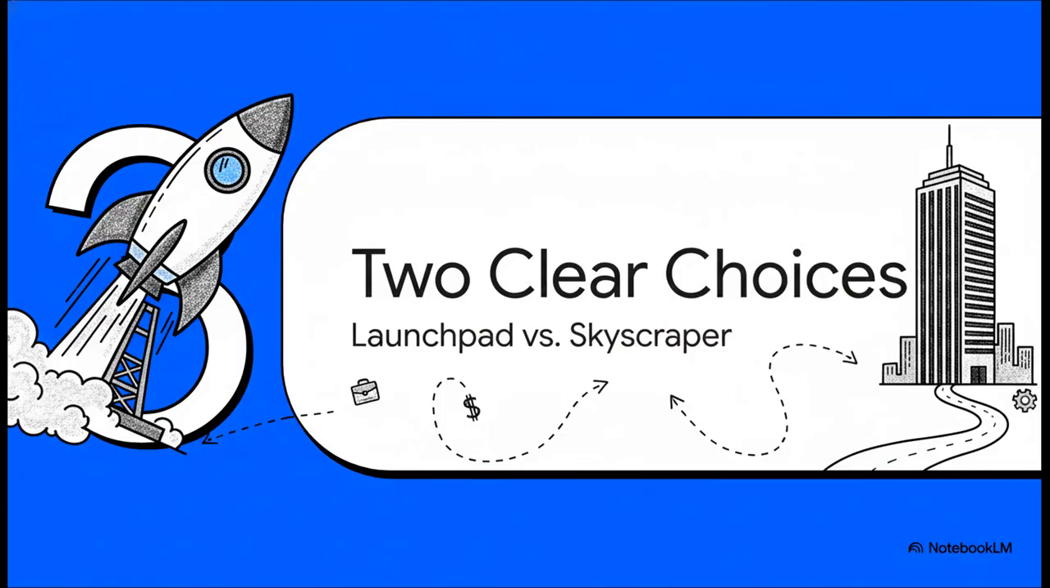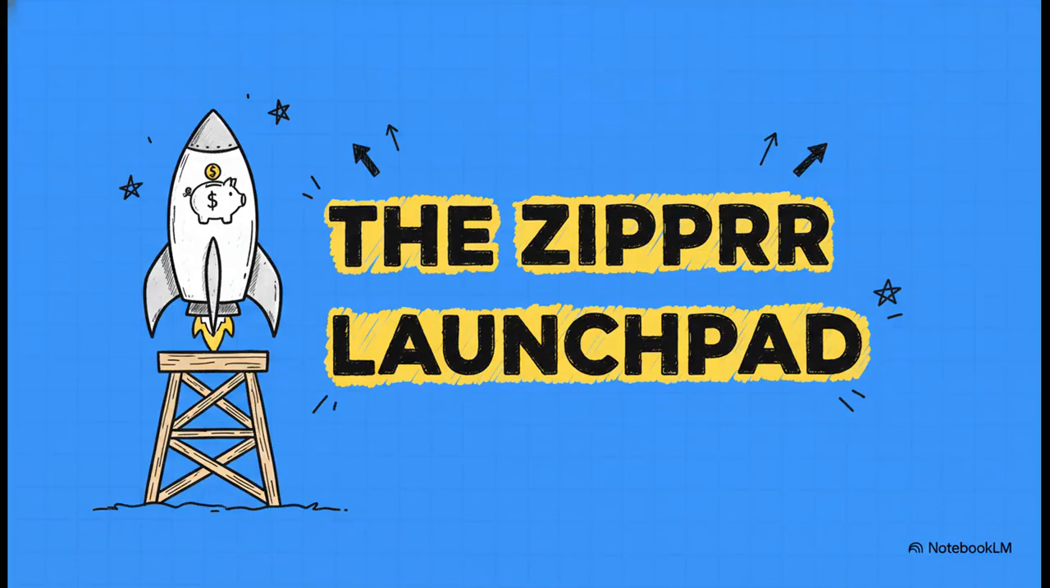Okay, that brings us to Section 3, and this is where you have to make your first big decision. We're going to look at 2 really clear choices out there, and each one is designed for a totally different kind of business, a different level of ambition. So first up, we've got Zipper.